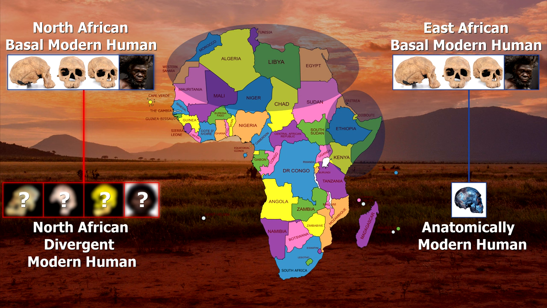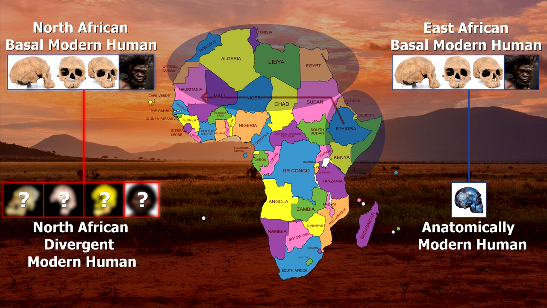This scenario is possible and likely because it is in East Africa, specifically Ethiopia, where the oldest fossils that are recognized as anatomically modern humans were discovered. Afterwards, the anatomically modern human ancestors of West Africans and the North African divergent modern humans could have encountered one another, when the former migrated from East Africa to North Africa.